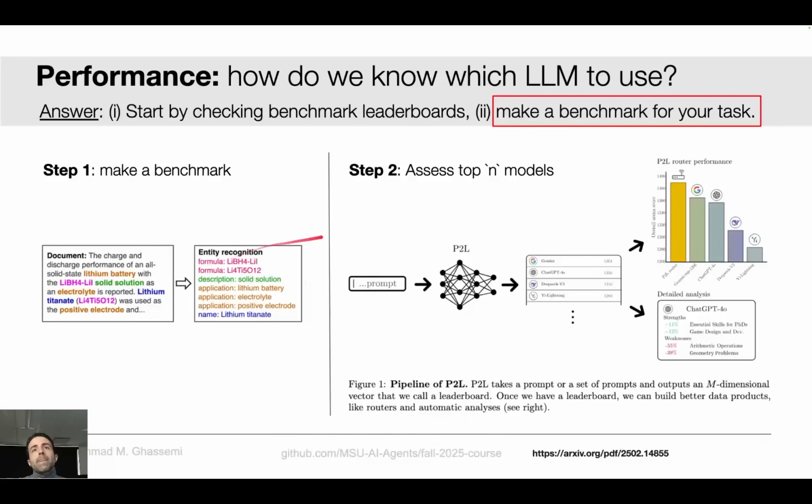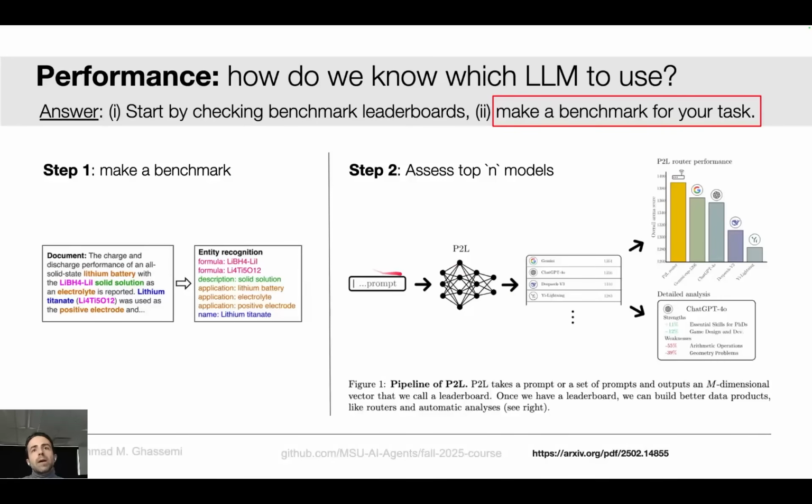You can then assess the top N models according to their performance on your benchmark. That is to say, you can take each of the inputs, pass it to a set of models, Gemini, ChatGPT, DeepSeek, and so on, and see how well they do in generating the entities that you cared about. You can do some detailed analysis to try to figure out if there were thematic trends in which model did better on which subtasks, and so on and so forth.